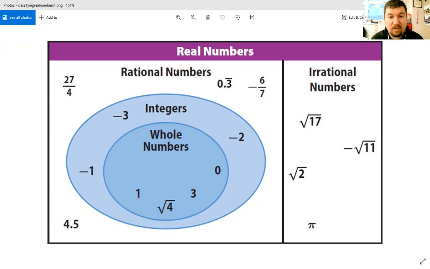And I would classify it as a rational number. So any number that is a whole number, you classify as all 3. And there's an example of that on your worksheet. If you have a negative counting number, you would classify it as an integer and a rational number, but you wouldn't count it as a whole number.